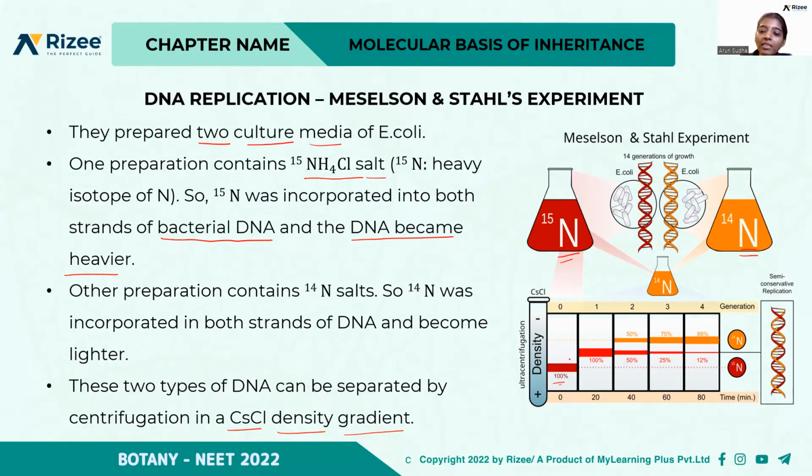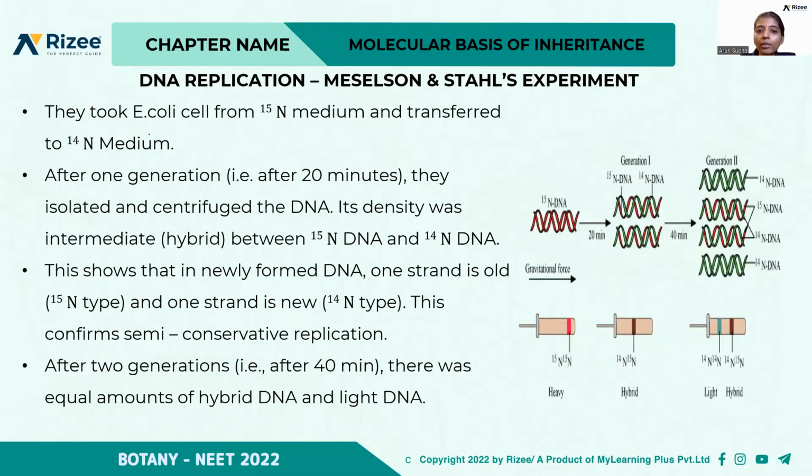What will happen in the first generation? They took the E. coli cells from the N15 medium and transferred them into N14 medium. After one generation, which is just 20 minutes, they isolated the DNA and centrifuged it. The density was found to be intermediate between N15 DNA and N14 DNA.